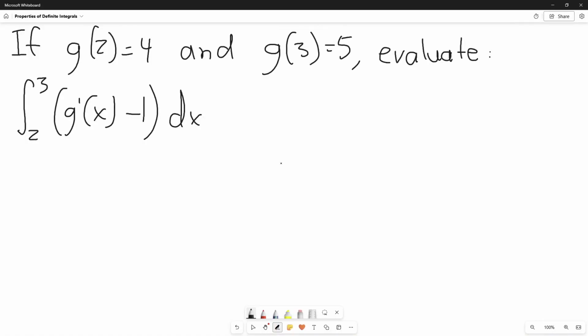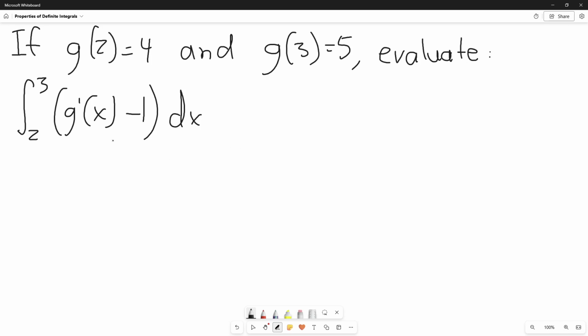Now, let's do one last practice problem. If you think you can do this one, pause the video and try it. This one says, if g of 2 is equal to 4 and g of 3 is equal to 5, evaluate the definite integral from 2 to 3 of g prime of x minus 1 with respect to x.